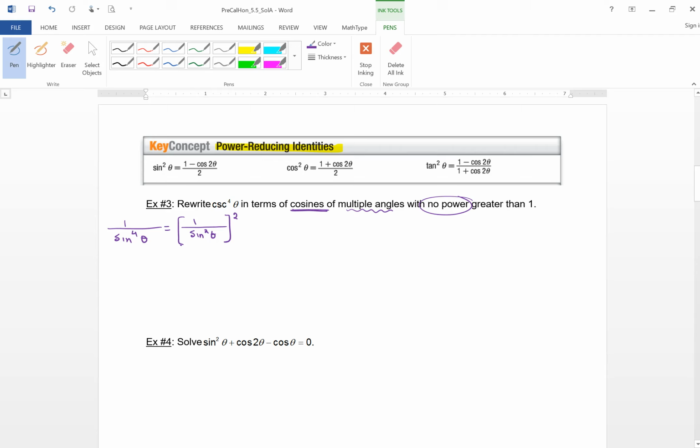Now, what's sine squared theta? Sine squared theta is 1 minus cosine 2 theta over 2. This is sine squared theta. Here I have the reciprocal, so I'm going to take that and flip it to the reciprocal and put it here. So it's going to be 2 over 1 minus cosine 2 theta, squared.